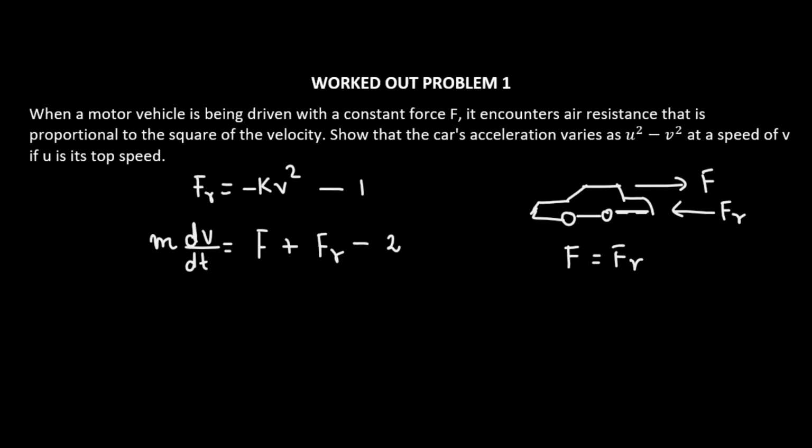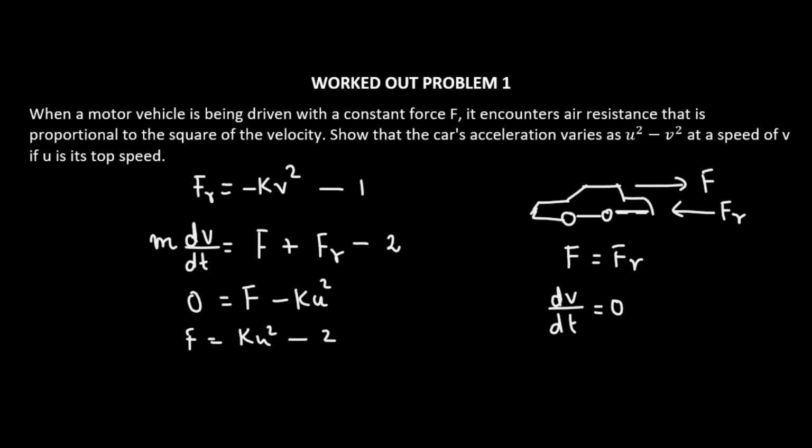In that case, when they balance each other, dv/dt is equal to 0. So we have 0 equals F, and FR is minus K u squared. This is the case when the velocity attained is maximum. So we have negative K u squared, which means F is equal to K u squared. Let this be equation number 3.